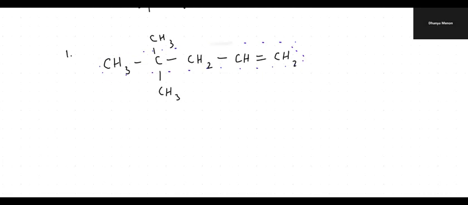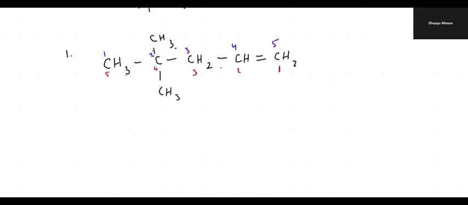So this is the longest chain. Now the numbering will start from which part? Do we number from here? 1, 2, 3, 4, 5. We number from here, or we number from here. 1, 2, 3, 4, 5.